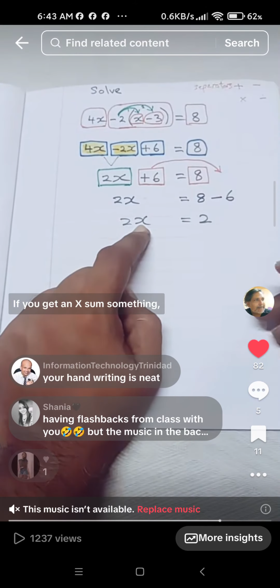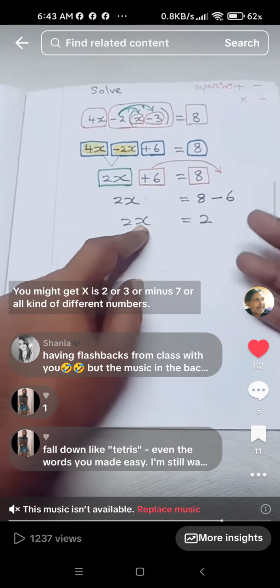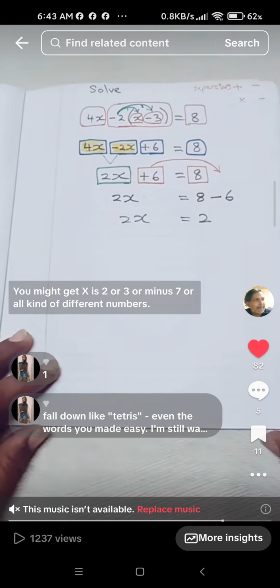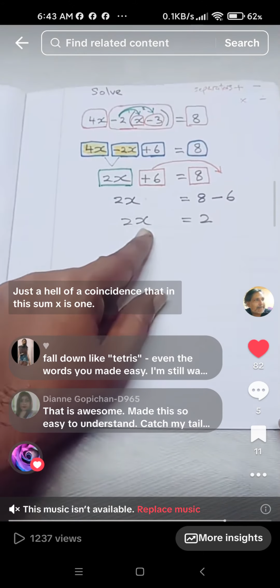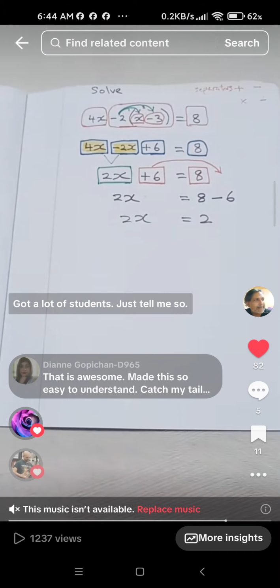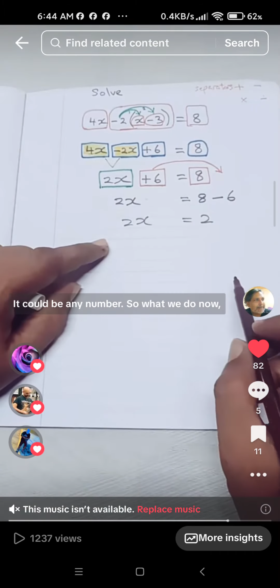If you get an x sum, sometimes you'll get a different answer for x. You might get x is 2 or 3 or minus 7 or all kinds of different numbers. It's just a coincidence that in this sum, x is 1. Because a lot of students just tell me, so x is always 1? Not all the time. It could be any number.